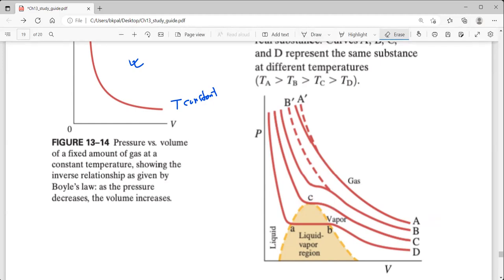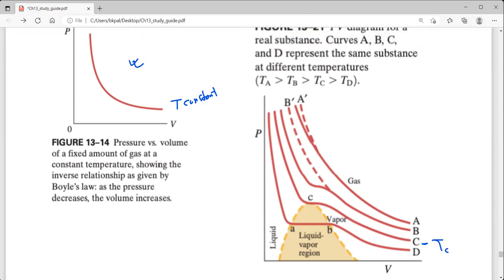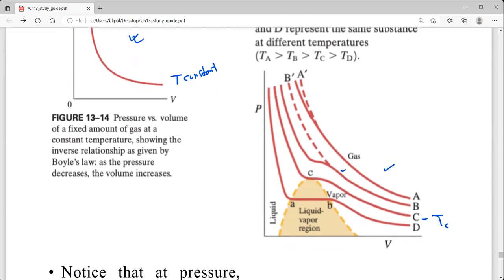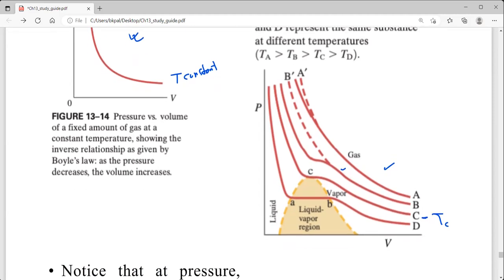So the temperature of this line is Tc. Tc is called the critical temperature. Now when the temperature is above the critical temperature, I mean this one and this one, you see that it behaves more close to the ideal gas. Real gas behaves more close to the ideal gas, but below it, it's not that much.